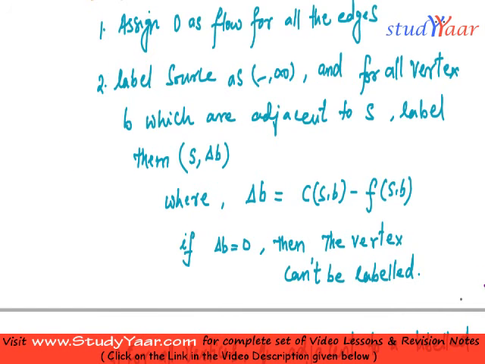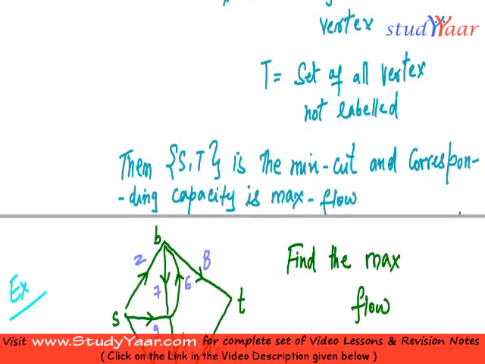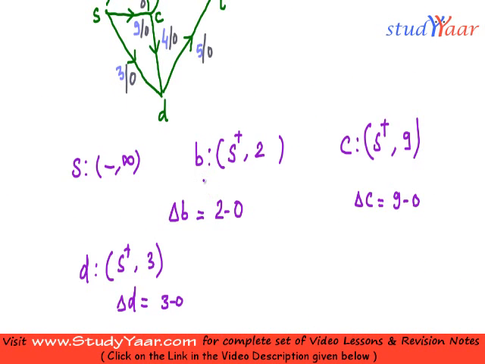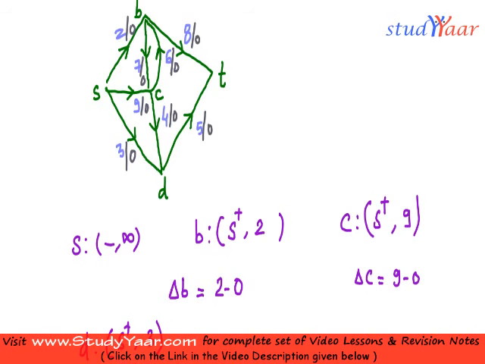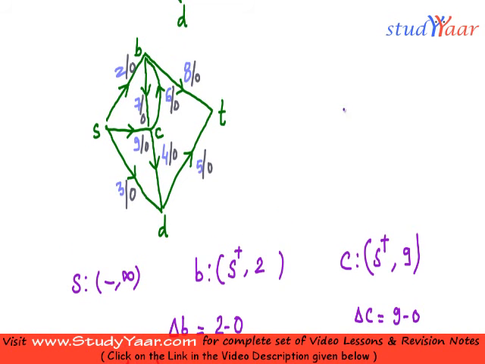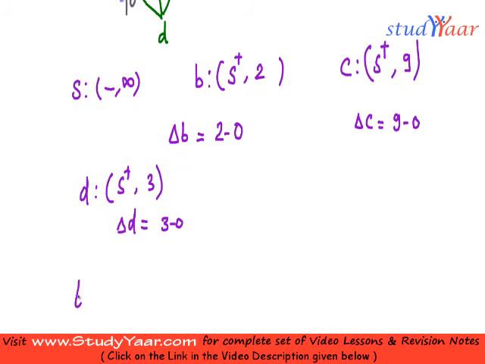Now my step 3 says for all the vertices adjacent to a labeled vertex I have to start labeling. So at this moment I have 4 vertices which are labeled. So let us find other vertices which are adjacent to a labeled vertex. So I think T, I can directly go to T, right? Because it is adjacent to D and D is labeled. So your T can be labeled like this. T is going to be D plus, since we are coming from D, comma delta T. And what is delta T over here?